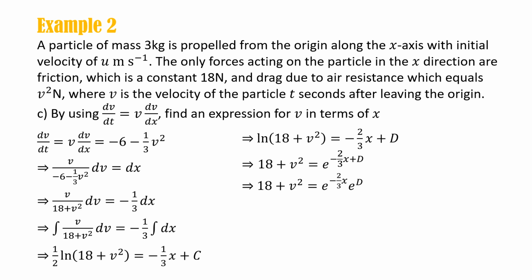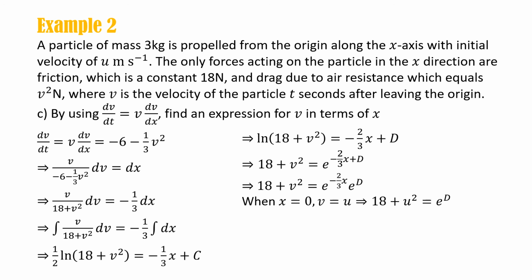So we want to find some value for e to the power of d. Well, what do we know? We know that when x is 0, right? This is where our displacement is 0. What is actually occurring? Well, our velocity is equal to u, our initial velocity. So we can substitute in x is 0 and v is equal to u. Then what we get is 18 plus u squared is equal to e to the power of 0, so 1, times e to the d. So there's our value for e to the d. It is 18 plus u squared.